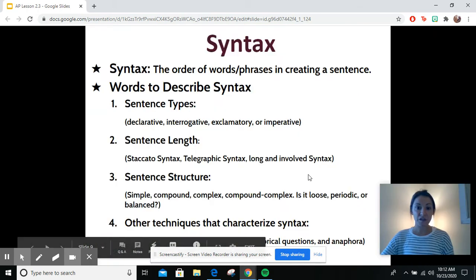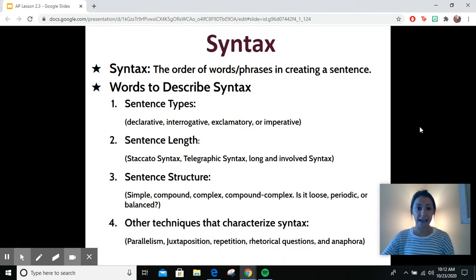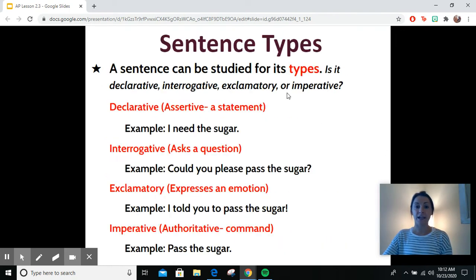So syntax, there's a lot of vocabulary words that we're going to go over today. Syntax in itself is the order of words or phrases in creating a sentence. So there are words that we can use to describe an author's syntax. We can look at sentence types, sentence length, sentence structure, and other techniques that characterize syntax. So we will be going over these 4 categories today in our lesson.